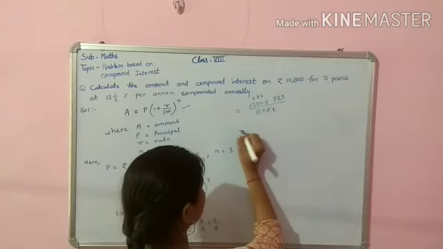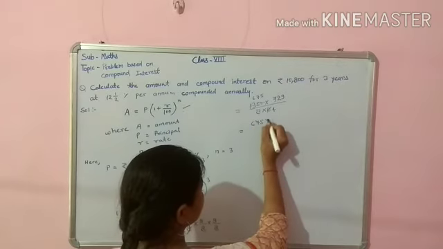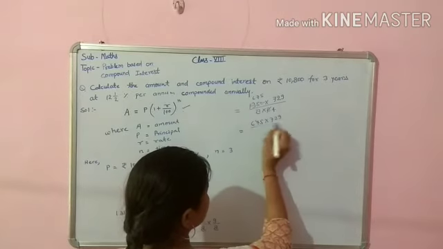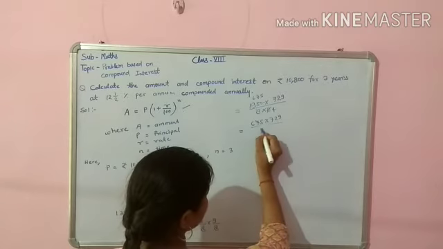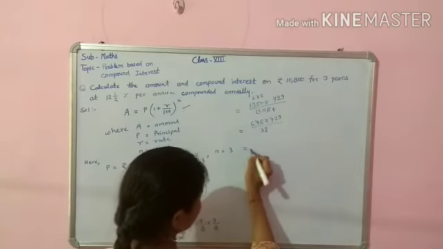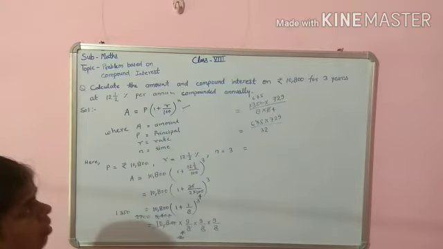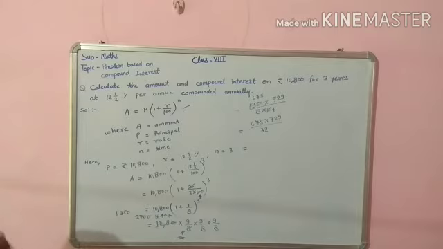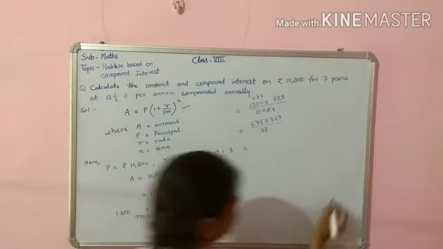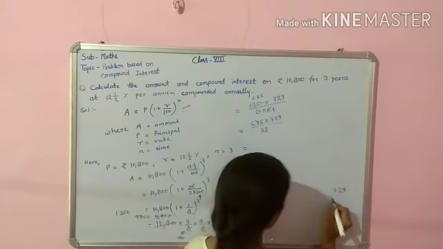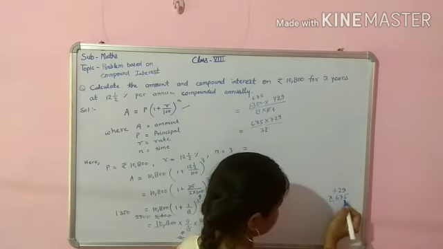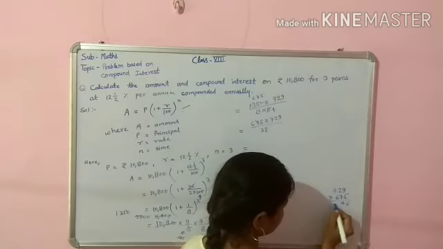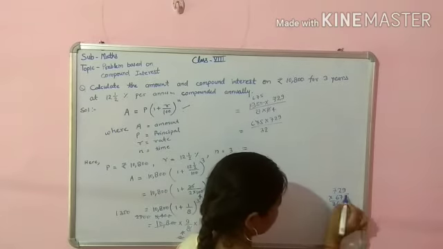This one is this. You multiply it: 675 into 729 divided by 32. Okay. What you get after multiplying 675 into 729? You can multiply it in rough. Okay. Now next.